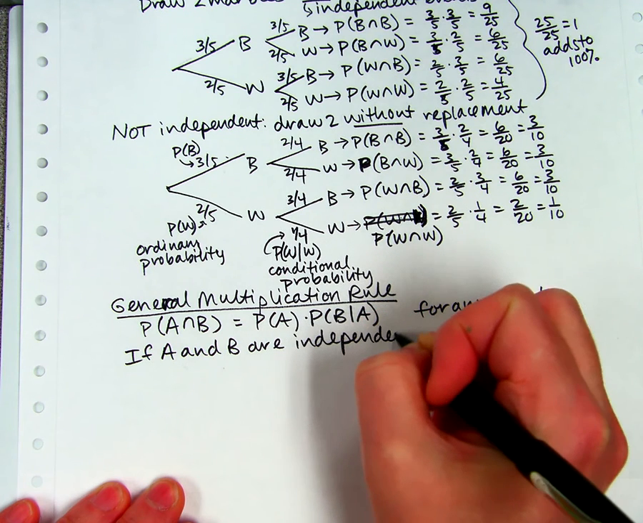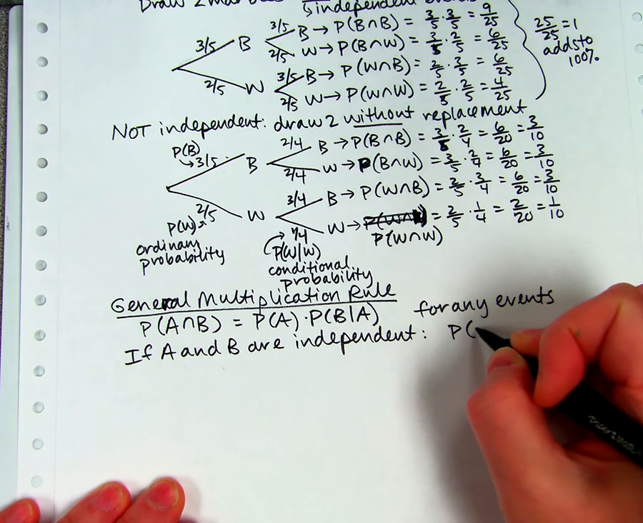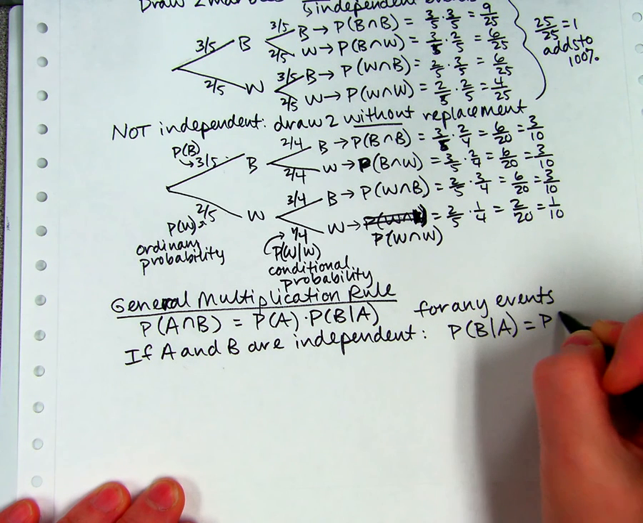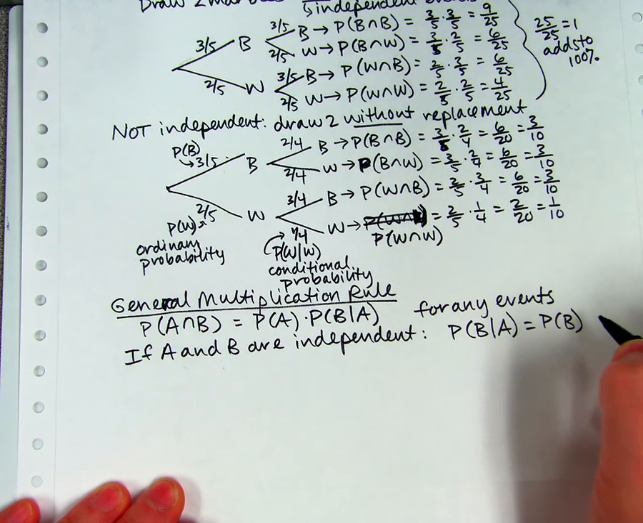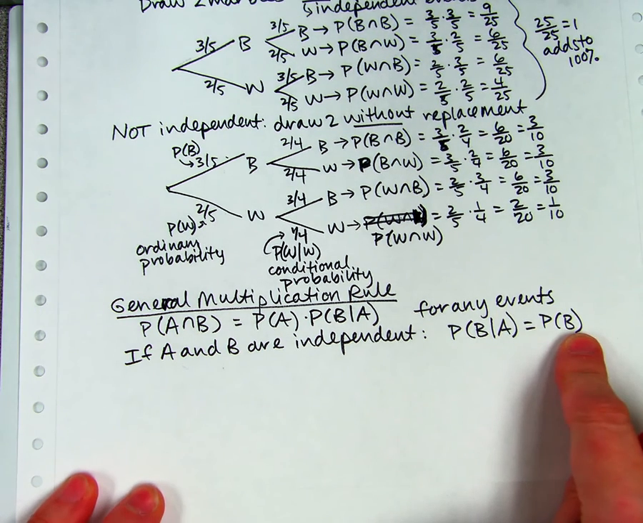I don't think we've written this down yet. The official definition of independent is that the probability of B given A is the same as the probability of B without being given A. Actually, I think we did write that down. It was in 5.3A maybe, or I don't know. Anyway, that's the official definition of independent, that the given A does not make a difference in B.